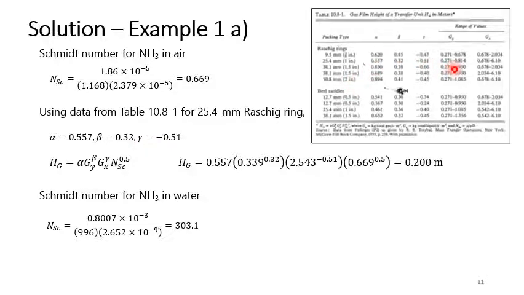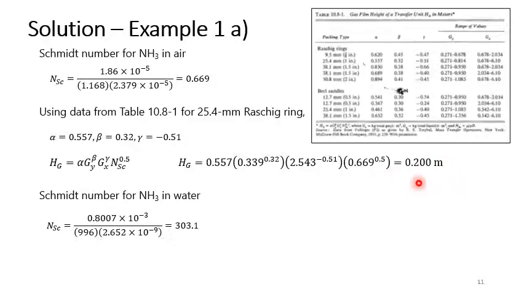The range of values: Gy must be between 0.271 and 0.814, and Gx must be between 0.678 and 6.10. So you put all the numbers in already. You just plug the numbers into this equation. Gy is 0.339, within the range, and Gx is 2.543. Is it within the range? Yes, it's up to 6.1, so it's within the range. Then you get Hg equal to 0.200 meters, correct to 3 significant figures.